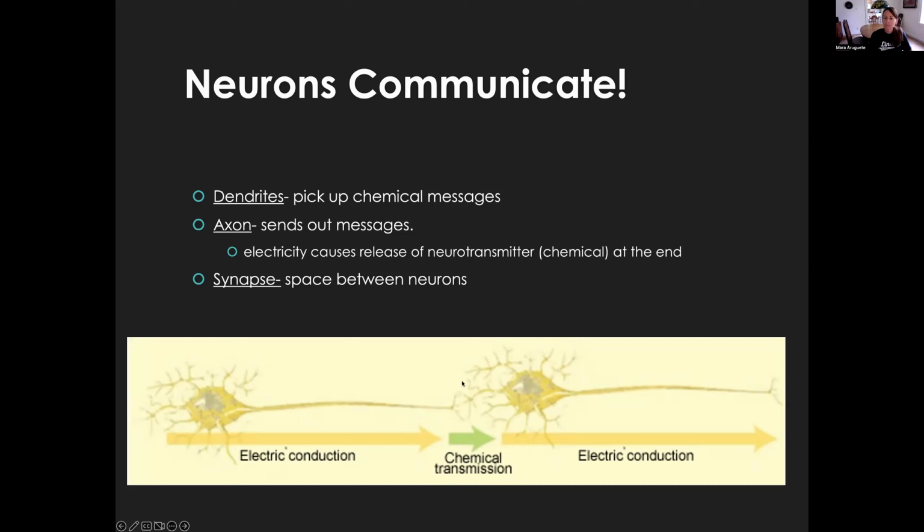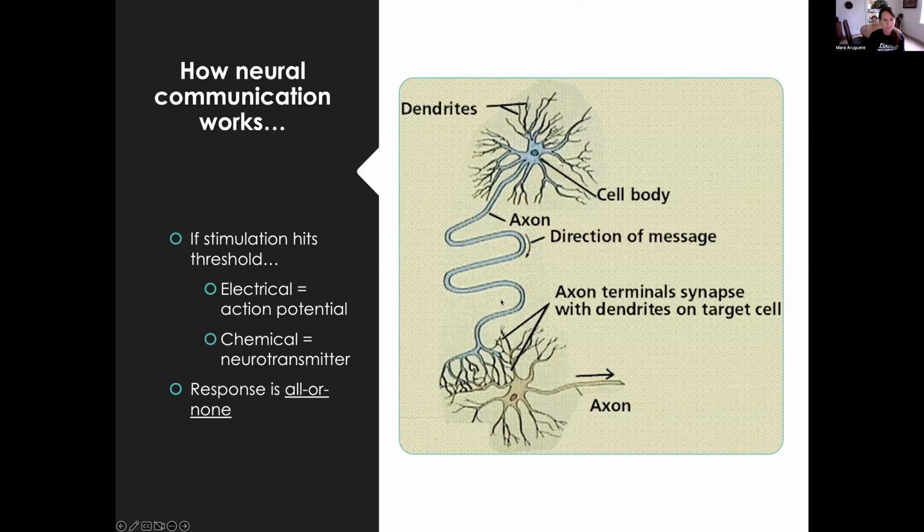The space in between neurons, these neurons are not actually connected to each other. There's a little space in there, and the space is called a synapse. Now, if you watch some of the videos that I've listed on Canvas, you can see a little bit more about how these neurons emit that chemical, and the chemical floats across a synapse and gets picked up by the next set of dendrites.